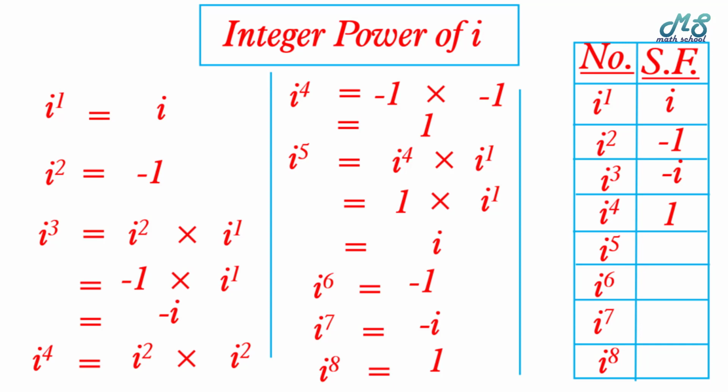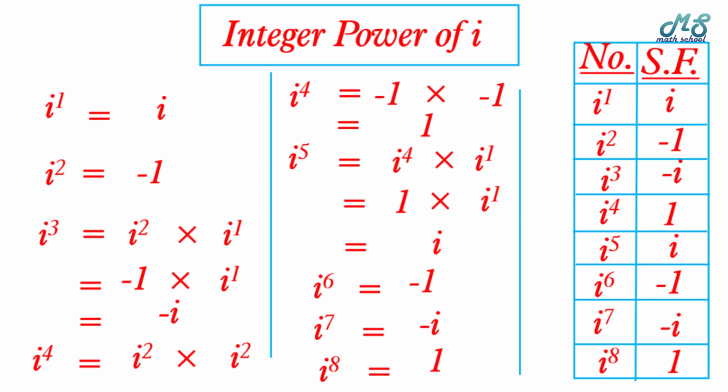Don't forget, guys. From i raised to the power 5 equals what? Yes, equals i. It's repeated. I raised to the power 6 equals what? -1. I raised to the power 7 equals what? Equals -i. It's repeated. Finally, i raised to the power 8 equals what? 1. Don't forget, if the power is divisible by 4, the result will be 1.